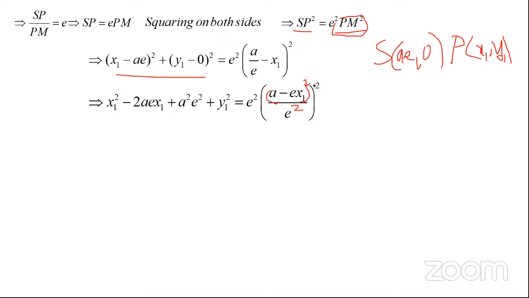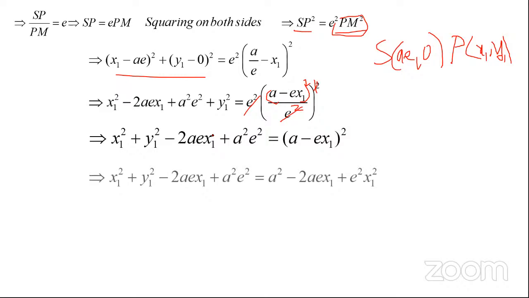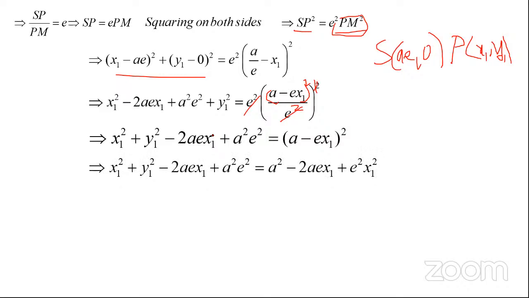Expanding this, these two will get cancelled. Then we get x1 square plus y1 square minus 2aex1 plus a square e square equal to (a minus e x1) whole square. And you also have to expand the right hand side. You will get x1 square plus y1 square minus 2aex1 plus a square e square equal to a square minus 2aex1 plus e square x1 square.